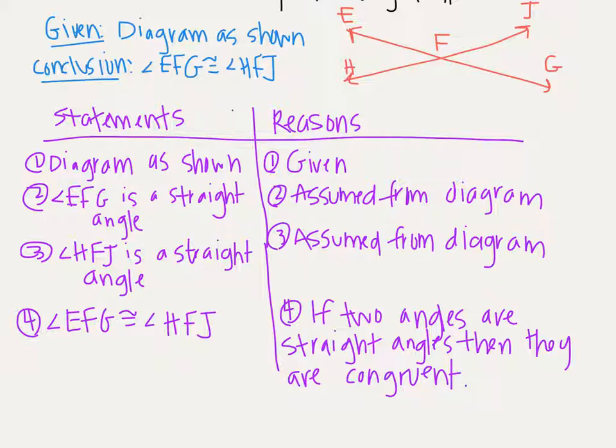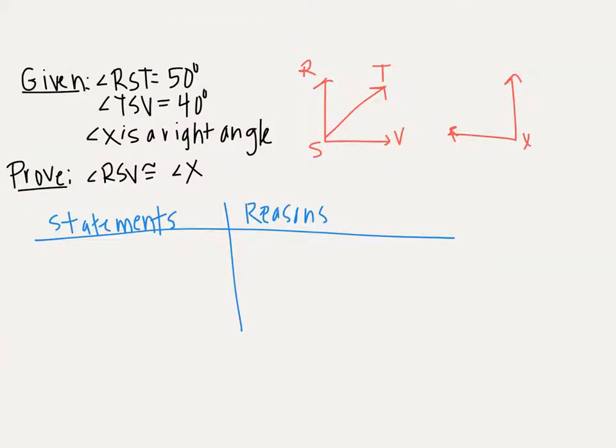All right, let's do one more two-column proof. Okay, copy this down, and I want to do it a little differently. I'm going to give you the statements, and you're going to give me the reasons. Okay, my first statement is that angle RST equals 50 degrees. Pause the video if you need to. Tell me why that's true. Well, it's true because it was given.